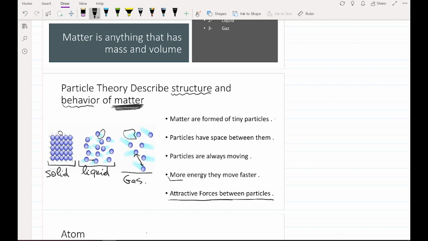If we add more energy, they move faster. What does it mean if we add more energy? For example, if we add heat or temperature, meaning higher temperature for water. Increasing temperature increases the movement of water. So, increasing heat is one of the sources of energy. It lets particles move faster. So, these characteristics of particles describe the structure and behavior of matter.